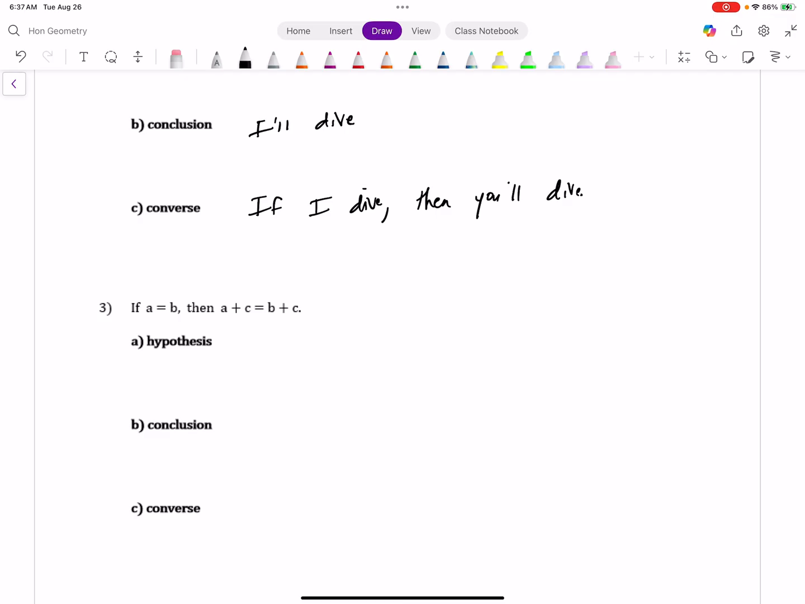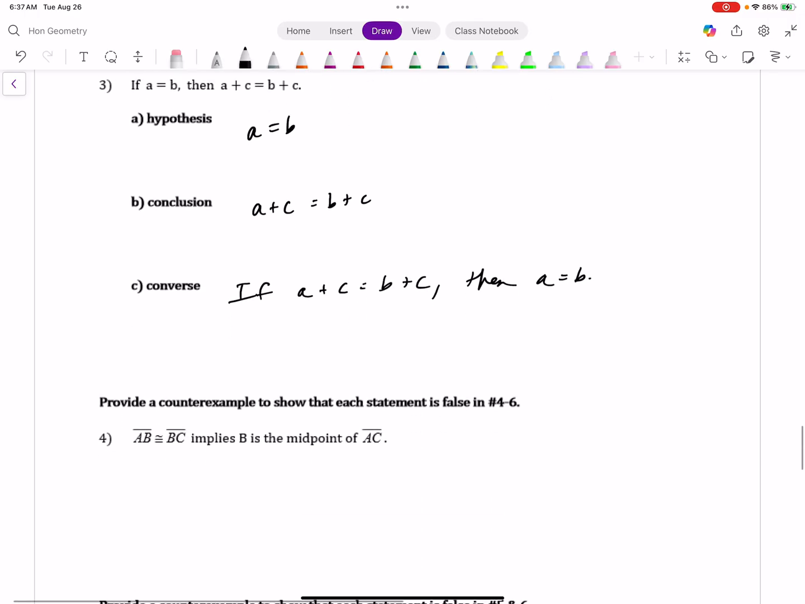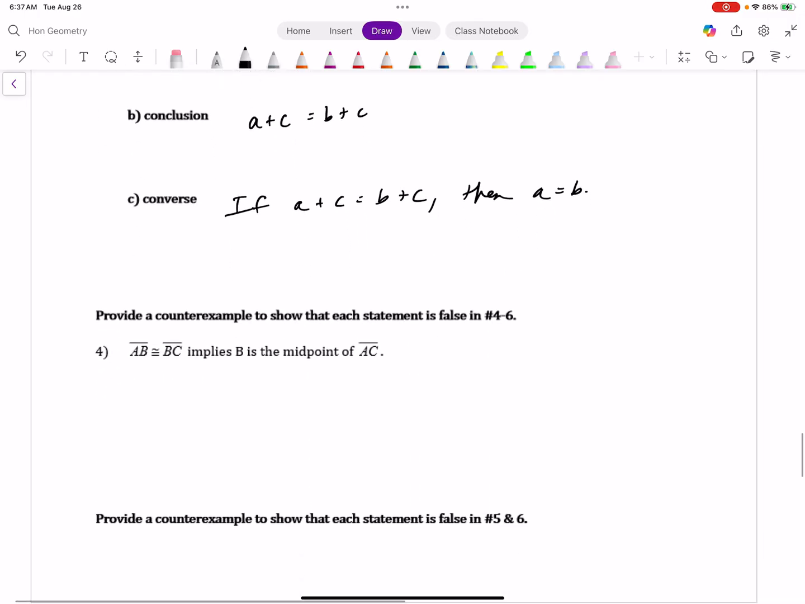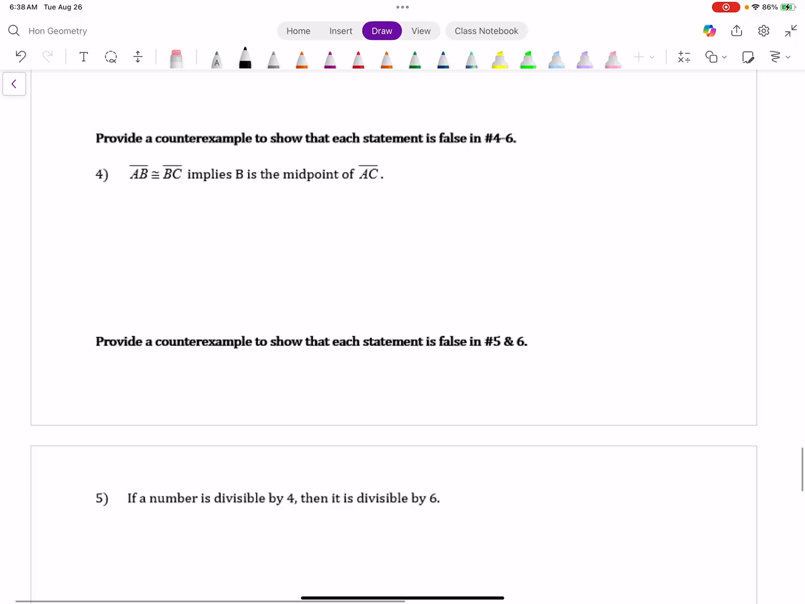Here's the next one. If A equals B, then A plus C equals B plus C, which is true. So the hypothesis is A equals B, because it's written as an if-then, which is helpful. The conclusion is that this is true. The converse is if A plus C equals B plus C, then A equals B. So it's just doing a lot of vocabulary and getting used to the terminology. So provide a counterexample to show that each statement in numbers 4 through 6 is false.